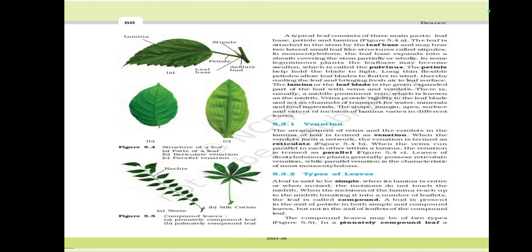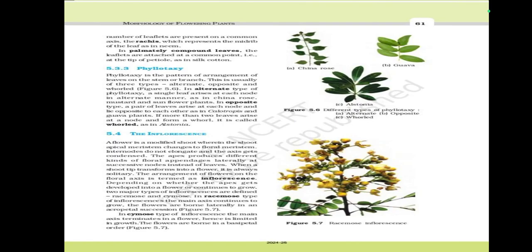The compound leaves may be of two types. In a pinnately compound leaf, a number of leaflets are present on a common axis, the rachis, which represents the midrib of the leaf, as in neem. In palmately compound leaves, the leaflets are attached at a common point, that is, at the tip of the petiole, as in silk cotton, China rose, guava.